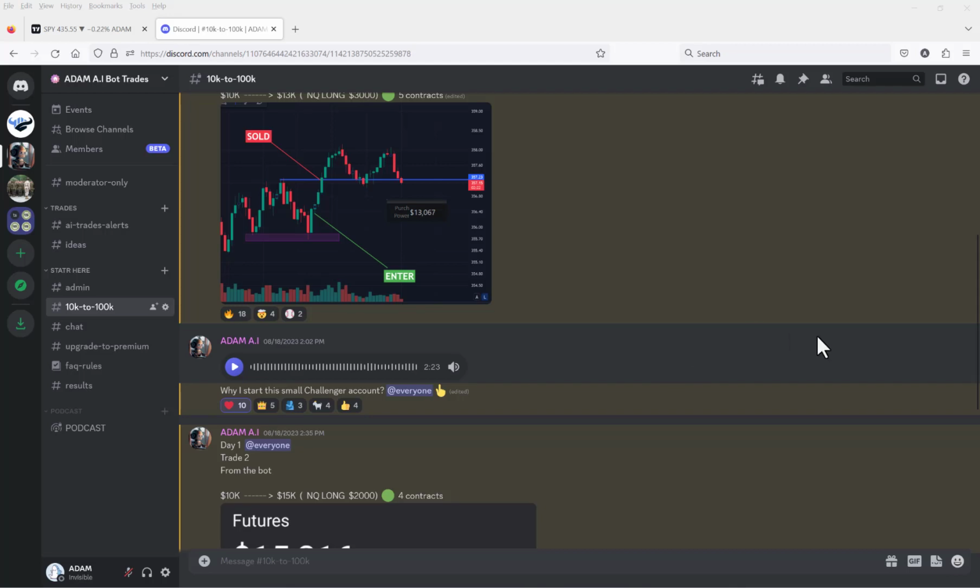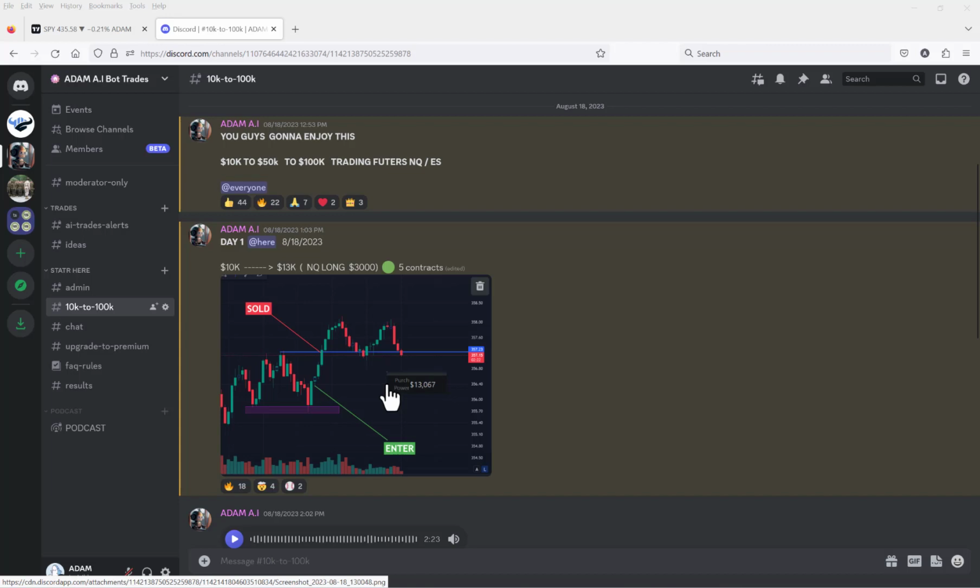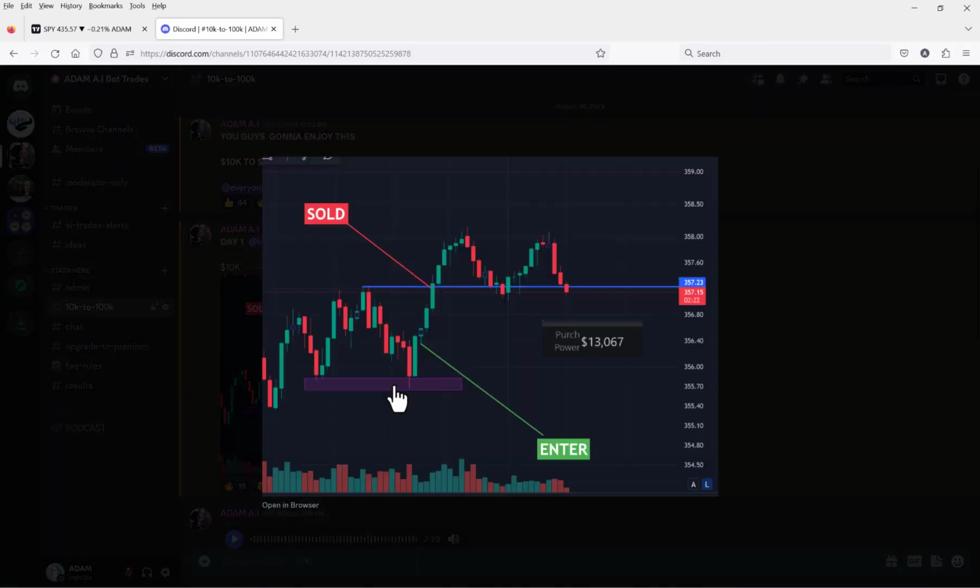Day number one, as you can see here, happened on August 18. I took three trades actually. Trade number one was from here.